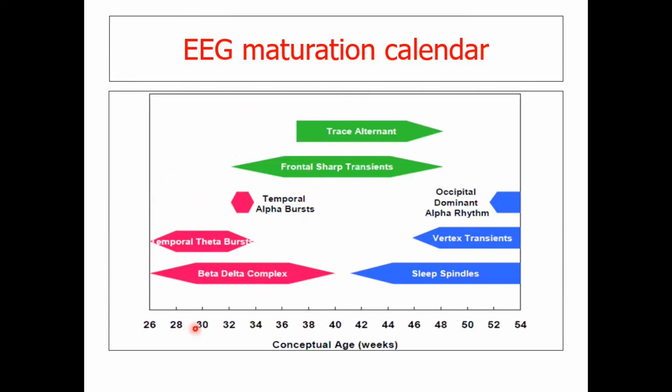You see that every week, 2 weeks, the things are changing, and temporal theta bursts occur, they disappear, frontal sharp transients appear. So basically the moral of this cartoon is that the EEG in a neonate is very dynamic, as has been repeated already. And secondly, reading the background is very important. Here, rather than focusing on the epileptiform discharges, I have been talking about the background and the grapho elements and things like that.